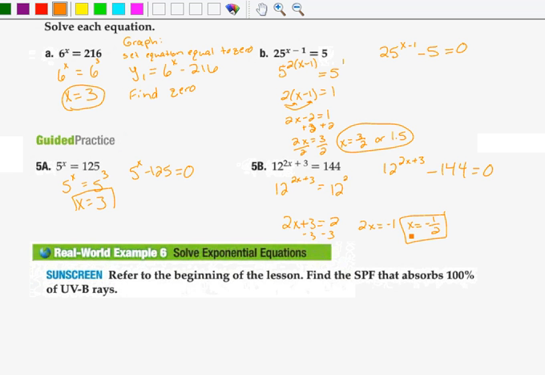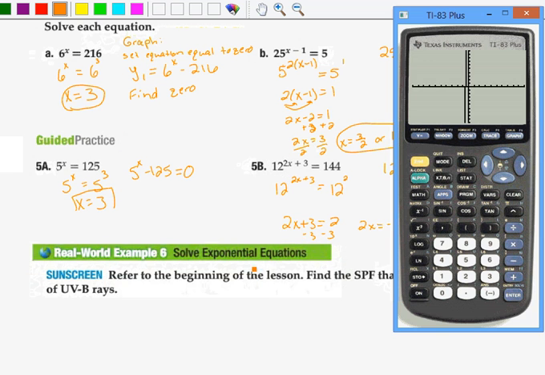So now that our bases are the same, we don't care about them. We're focusing just on the exponents, knowing that they have to be equal. So solving this out, I get x equals -1/2. Checking that in the calculator, I went ahead and subtracted that 144 and set this equal to 0. So this is what I put in for my y. I put in 12 to the parentheses 2x plus 3 minus 144.